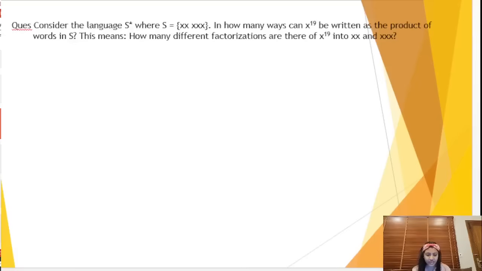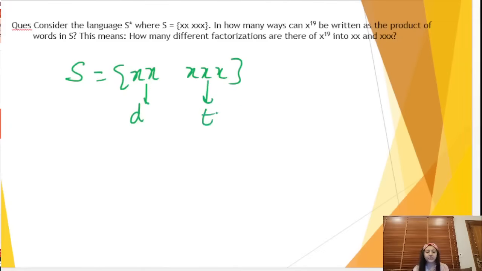Consider the language S star where S consists of double X and triple X. In how many ways can X19 be written as the product of the words in S? This means how many different factorizations are there of X19 into double X and triple X. Now how to go about with this one is, it says that S consists of double X and triple X, right? If I take it as D, represent this double X with D since it's a double, and represent this triple X with T since it's a triple. Now I have to form X19. So in how many different ways can X19 be formed?